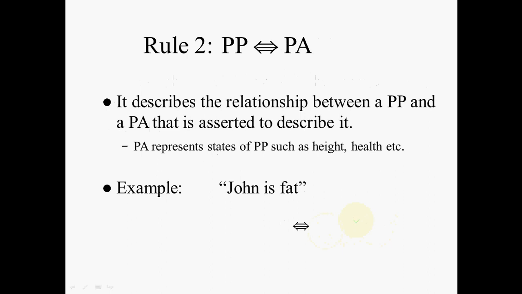Let's move on to the second rule, PP. Now note that this is a special kind of bidirectional arrow. There is also another line here, a special notation. So second rule: PP, PA. It describes the relationship between a PP, that's an object, and a PA that is asserted to describe it. What is PA? It is called picture aiders. It is a special property, or a supporting property that aids the understanding of the object PP. So it describes a relationship between a PP and a PA that is asserted to describe it.